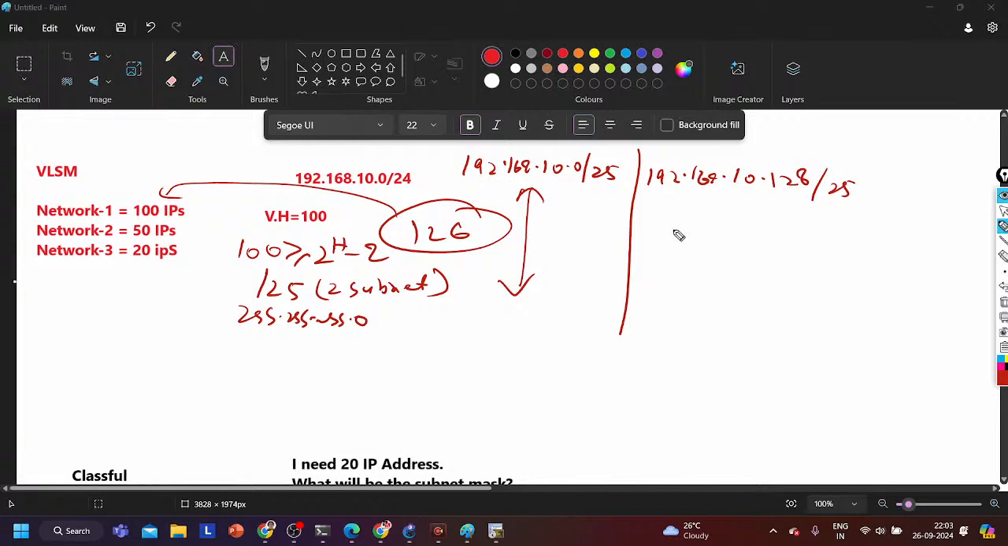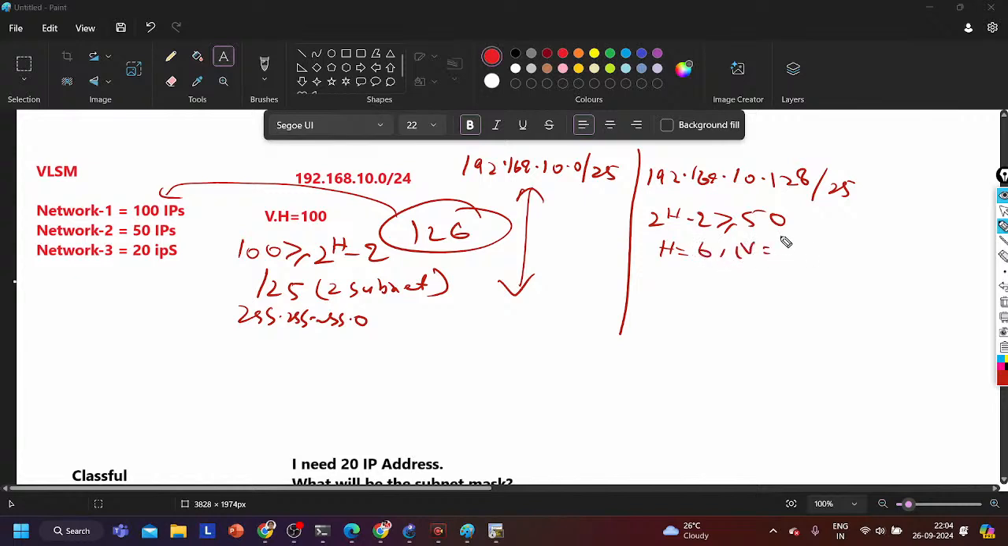In this network again I have what? 126 IP addresses, but I need 50 only. So I will perform subnetting now on this network, right? So here I will use the formula 2 to the power h minus 2 should be greater than or equal to 50. What should be the value of h here, guys? 6. H should be 6.